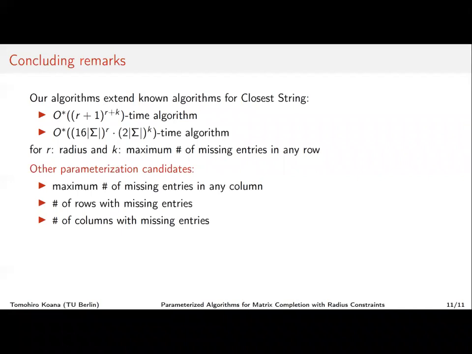But actually, this is a nice thing about parameterized complexity. It's flexible, we can be flexible about the choice of the parameter. So maybe we can also look at the maximum number of missing entries in any column, or the number of rows or columns with some missing entries. And with that, I conclude my talk.